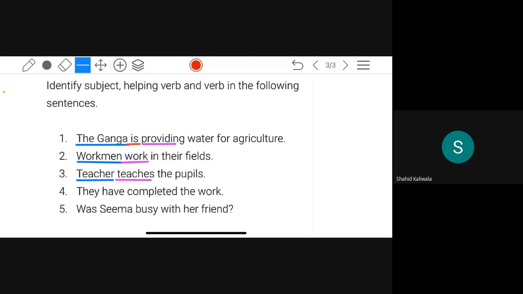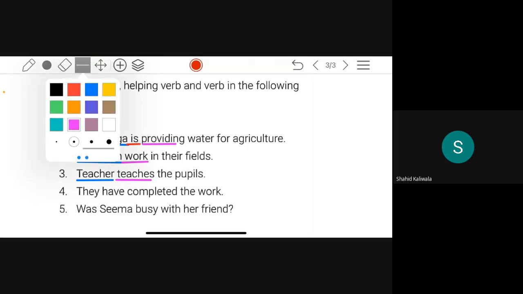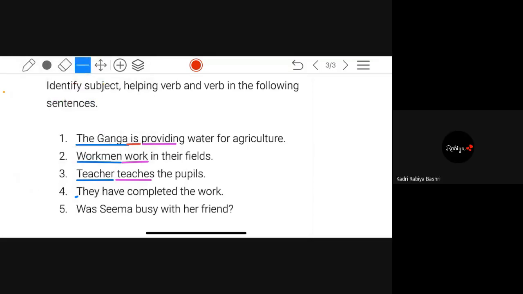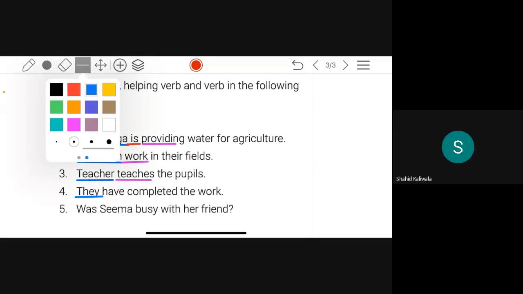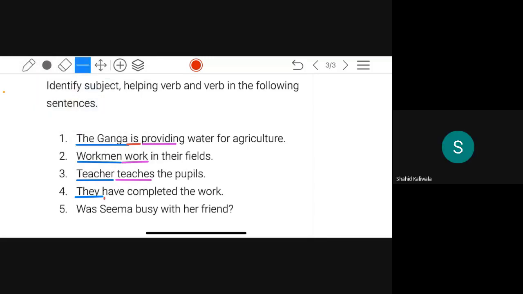They have completed the work. Subject. Helping verb: have. Have, helping verb is correct. And completed. Completed, okay, that's the main verb.